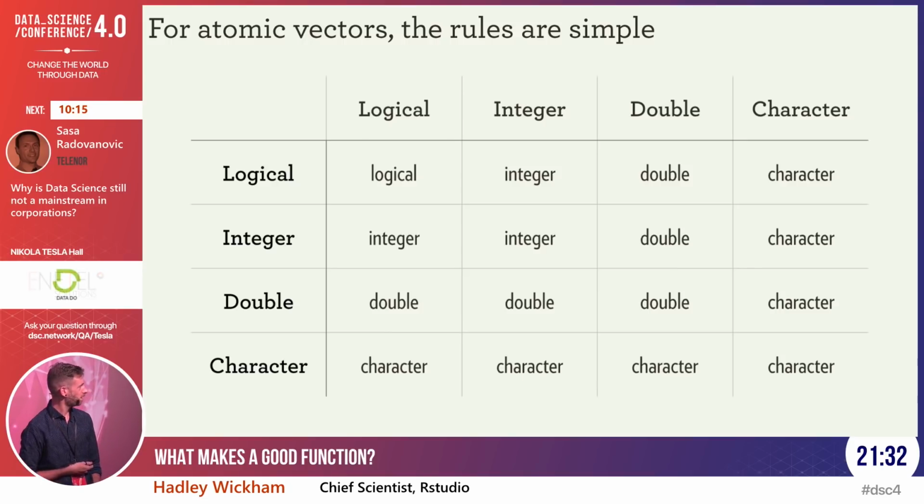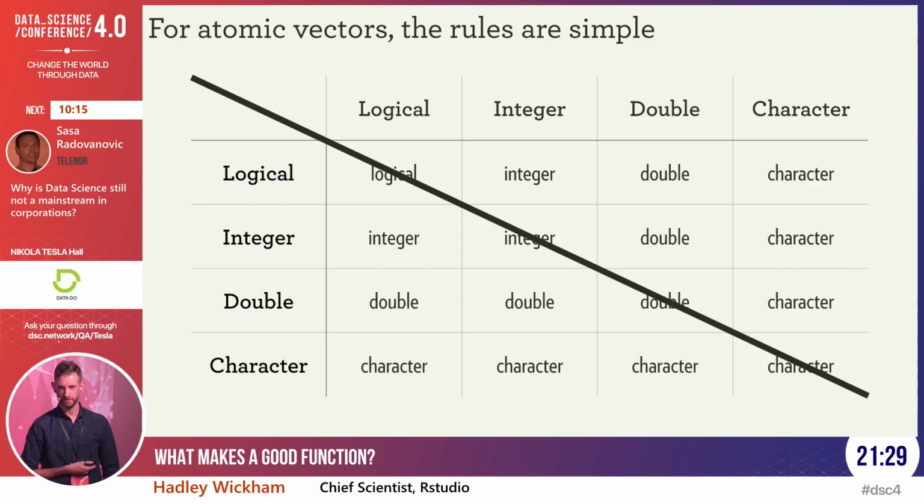If you stare at this table for a while, you'll notice that it's symmetrical. Hopefully it's symmetrical. If it's not, it's because I've drawn it incorrectly. But you should be able to see it's symmetrical. And if you study it a little longer, you might notice the same pattern in each row and column: when you're combining one of these 4 atomic types, the most complicated type always wins. Or rather, the type that can represent the most values always wins. There are 3 possible logical values, true, false, and NA. I can't remember exactly how many integers there are, but there are definitely more doubles, more real values, than integers. And then, of course, there are even more characters. A character vector can contain a string of any length, so that's the most complicated.